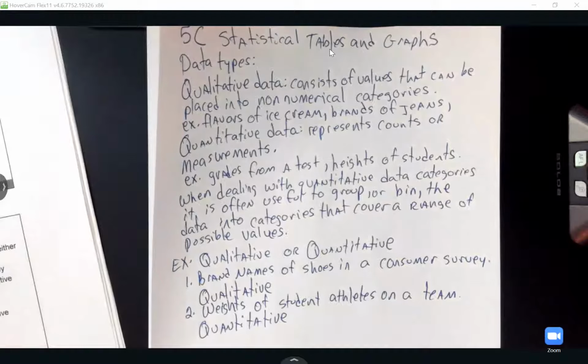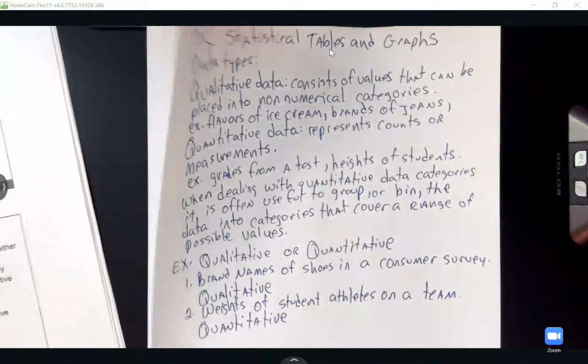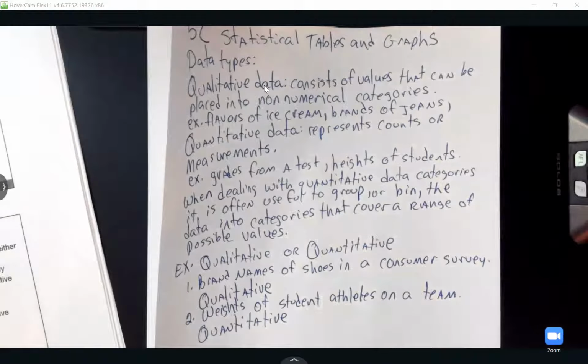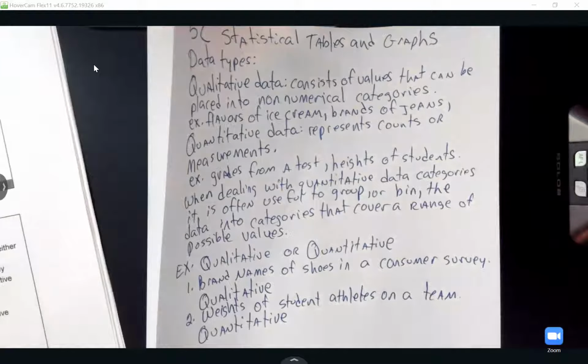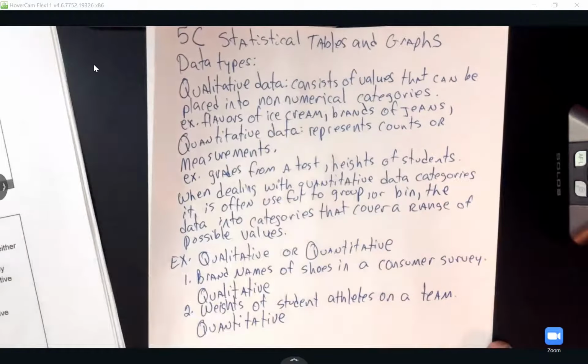All right, oh, I see a chat. Let me open up my chat box so I can see these. So chat was right. Quantitative is the right one. So I'm going to put my chat box over there where I can sort of watch it also.